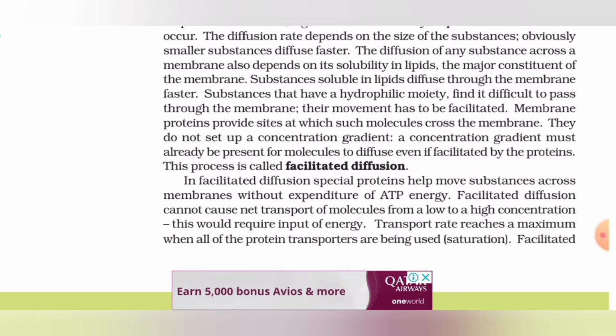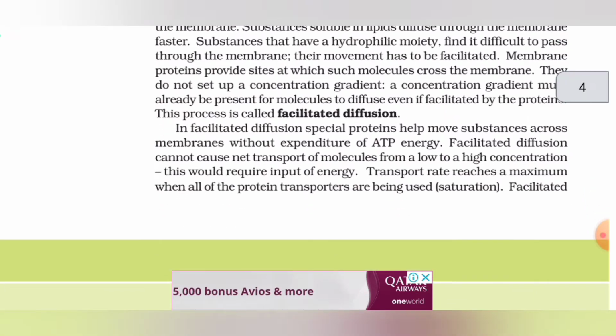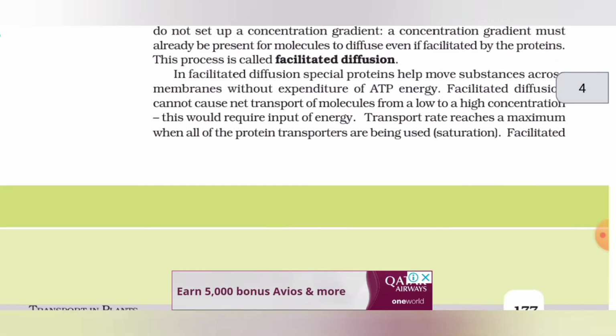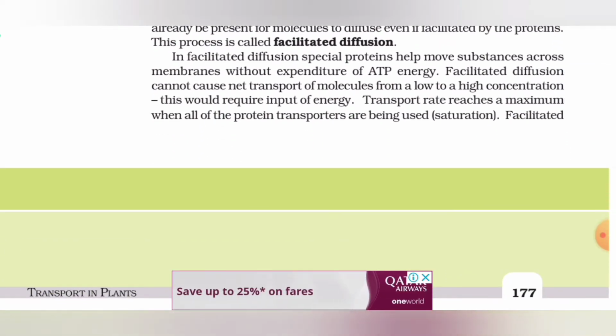Membrane proteins provide sites at which such molecules cross the membrane, right? And they do not set up any concentration gradient. Like in case of facilitated diffusion, special proteins help the substance to move across the membranes without the expenditure of ATP. As I just told, it is a passive process and energy is not required, and hence it is called facilitated diffusion.